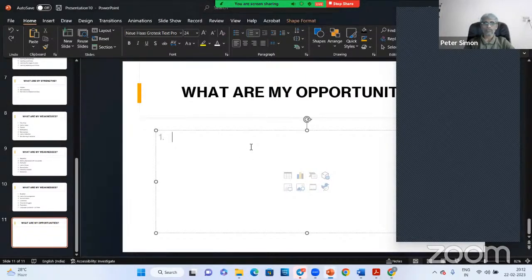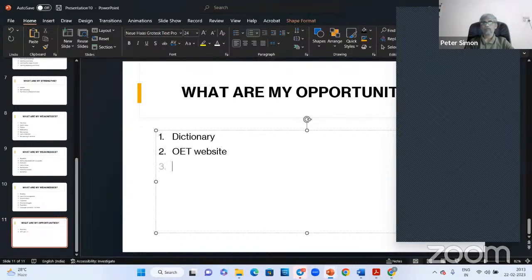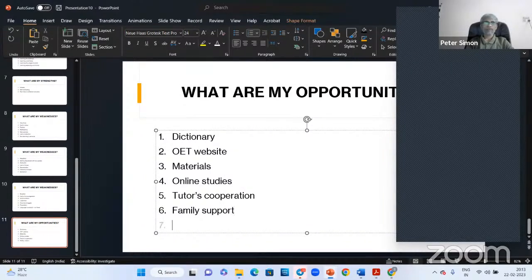What are the various opportunities? You can say dictionary. Okay, OET website. Materials. Online studies. Group cooperation. Family support. What are your opportunities?